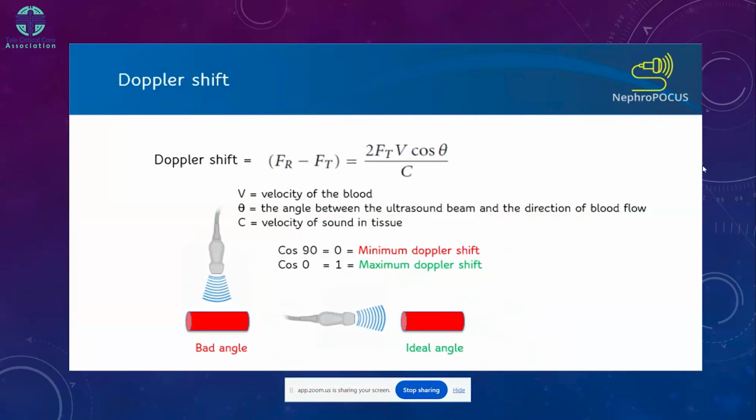So ideally, the best way to have the Doppler effect is when your angle is 0, that is you're in line with the vascular structure. If you're at 90 degrees or perpendicular to the vasculature, then you will have a minimal Doppler shift, because the Doppler shift depends on the cos of the angle. So cos 0 is 1, which causes a maximum Doppler effect, and cos 90 is 0, which causes minimum Doppler shift.